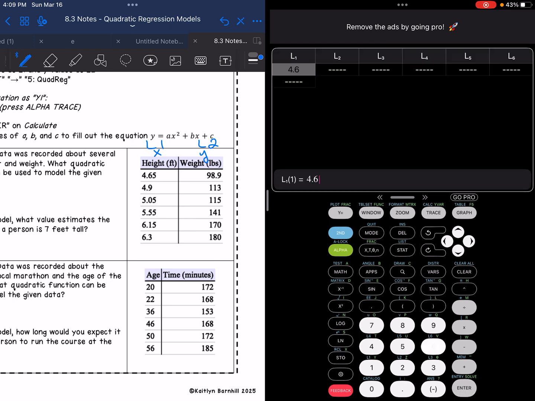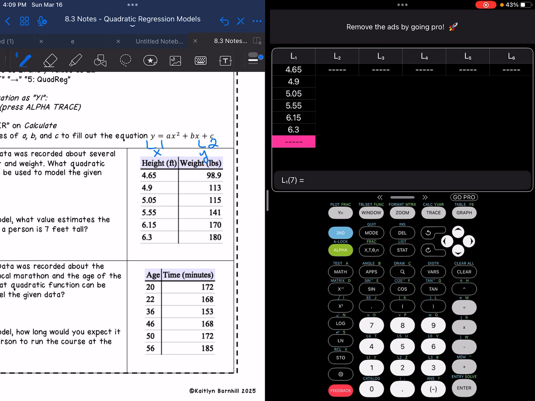So I've got 4.65, enter, 4.9, enter, 5.05, 5.55, 6.15, and 6.3. Right? Now, you want to make sure that you're double checking what you're typing in. If it doesn't match what's in the table, you're not going to get the correct answer. All right? The calculator's not a mind reader. It can't see what's on your paper. It's relying on what you type. So double check that everything's correct.